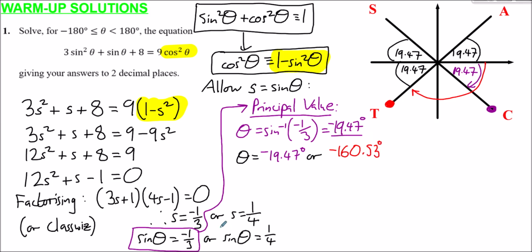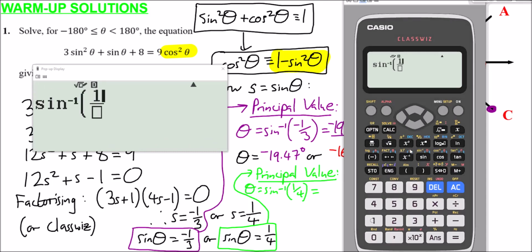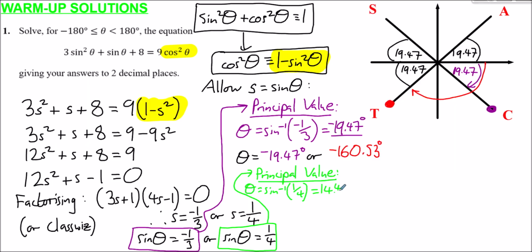We now think about the second case, where sine theta is a quarter. So for this one, again we need to find the principal value. So we do sine minus 1 this time of a quarter, so theta is sine minus 1 of a quarter. Let's see what we get for this one. So shift sine minus 1 of 1/4. And this time we get 14.48 to 2 decimal places.